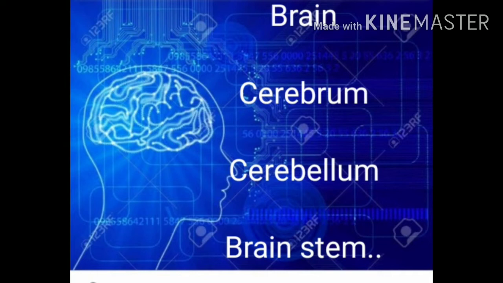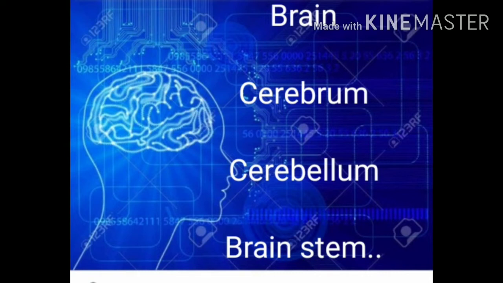Cerebrum is the largest part of the brain. It performs higher functions like vision and hearing, speech, reasoning, emotions, learning, and control of movements. Cerebellum. The cerebellum is located under the cerebrum. Its function is to coordinate muscle movements and maintain posture and balance.